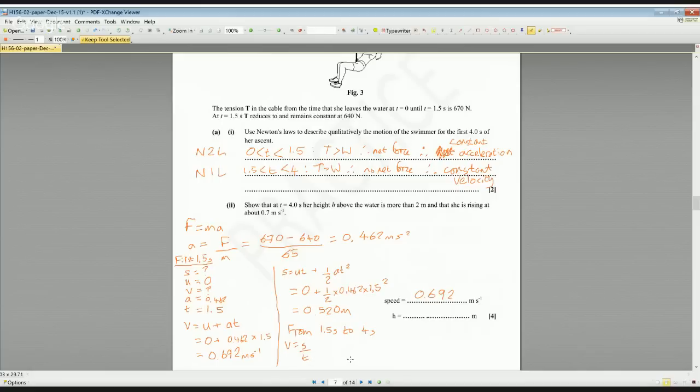You don't need to use SUVAT because acceleration is 0. So that gives us a displacement S equals VT, which is going to be 0.692 multiplied by 2.5, which is the time from 1.5 to 4 seconds. And that gives us an answer of 1.73 meters. And you need to add that distance to that distance, and that will give us an answer of 2.25 meters. And again, that fits in with what the question said, that it's more than 2 meters.